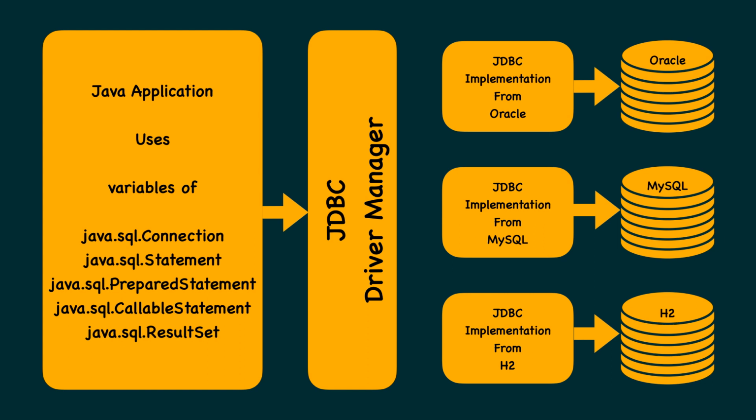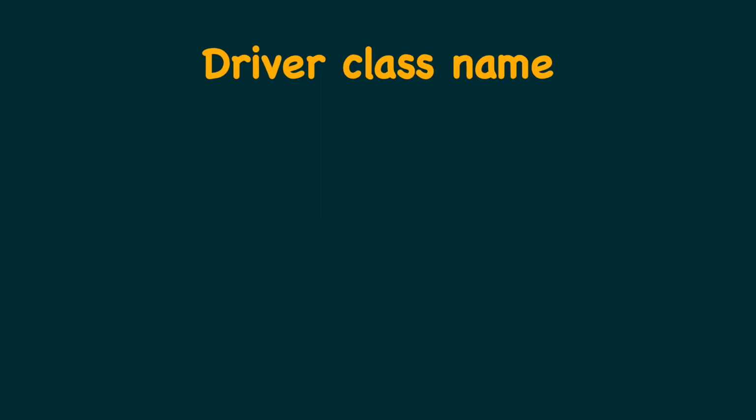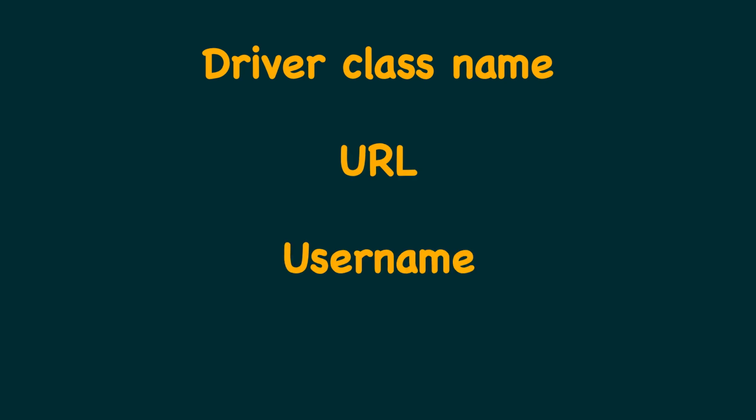This method allows us to easily switch between any databases by simply changing the JDBC connection information. This way, our application is very loosely coupled with the underlying RDBMS itself. The only information that changes from one DB to another DB is a database driver class name, a connection string, we call it the URL, and a username and password to the actual database.